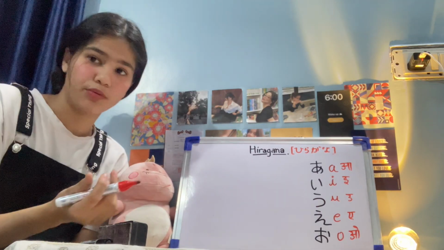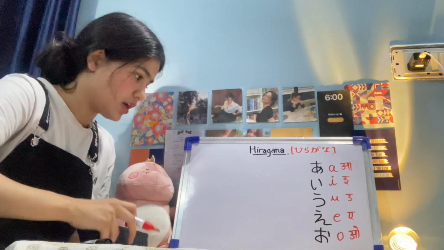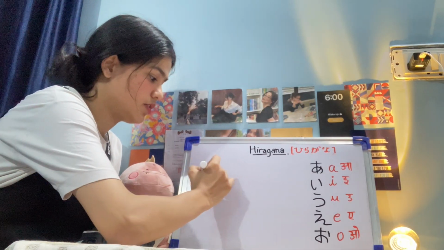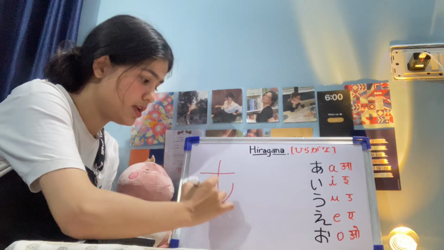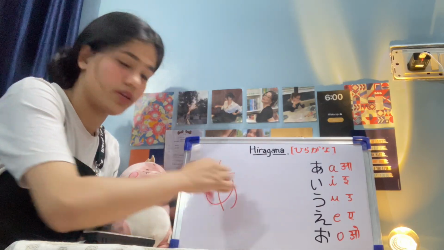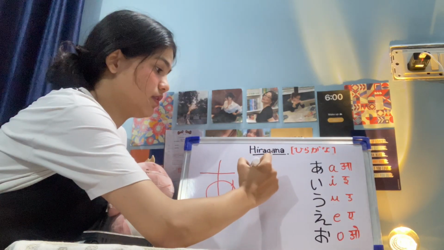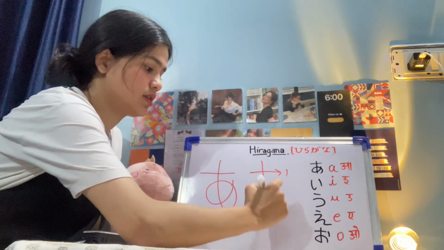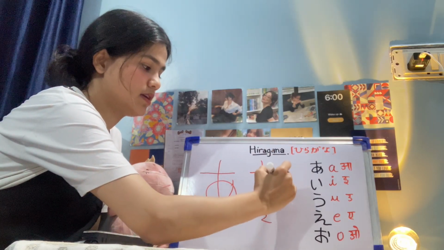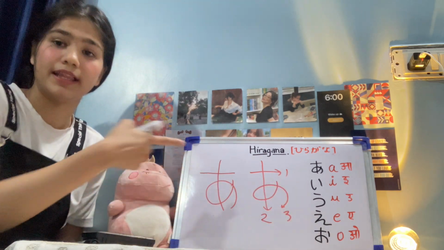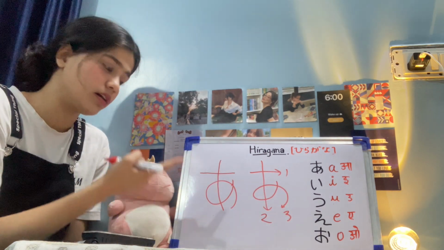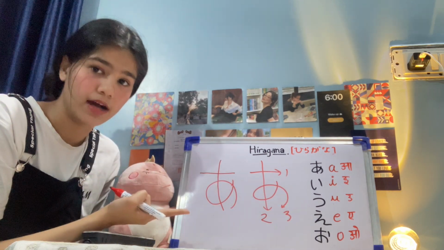Okay, so how do we write it? Horizontal line, vertical line, and then the third one. I'm just going to make the first, second, and third. That's how we write it. How is it pronounced? A.